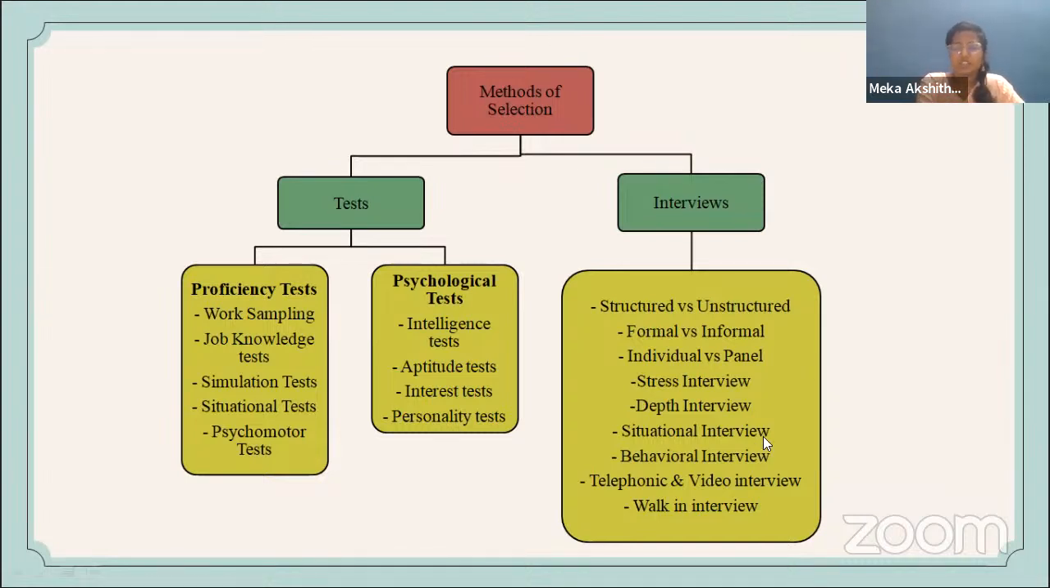Then comes the situational interview, where a hypothetical situation is given. For example, if an individual wants to be a counselor, psychologist or therapist and goes for an interview, then in order to know whether you are a good counselor, they would give you a situation. For example, just imagine that a child or an adult comes to you with aggressive behavior. He or she is very impulsive.